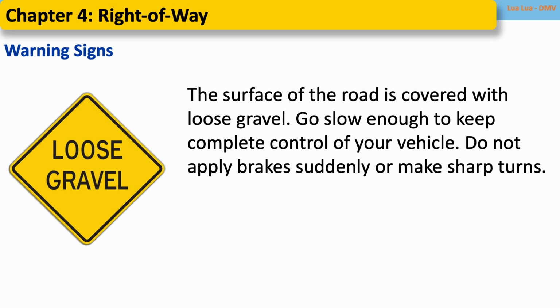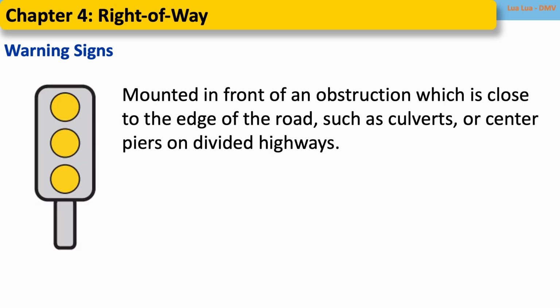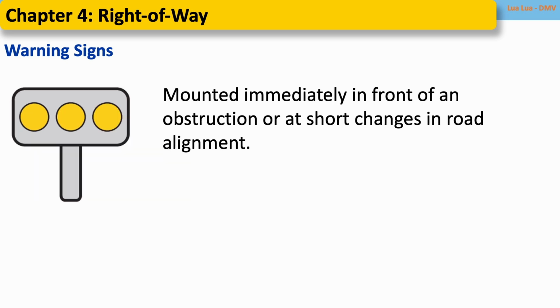The surface of the road is covered with loose gravel. Go slow enough to keep complete control of your vehicle. Do not apply brakes suddenly or make sharp turns. Mounted in front of an obstruction which is close to the edge of the road, such as culverts or center piers on divided highways. Mount it immediately in front of an obstruction or at short changes in road alignment.